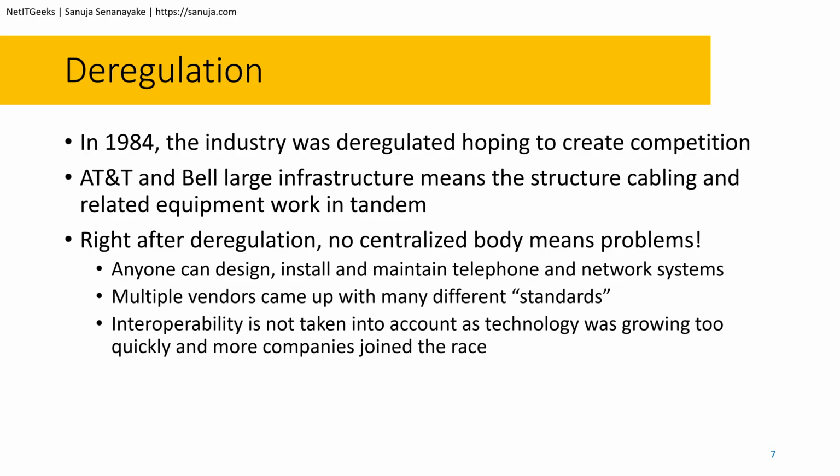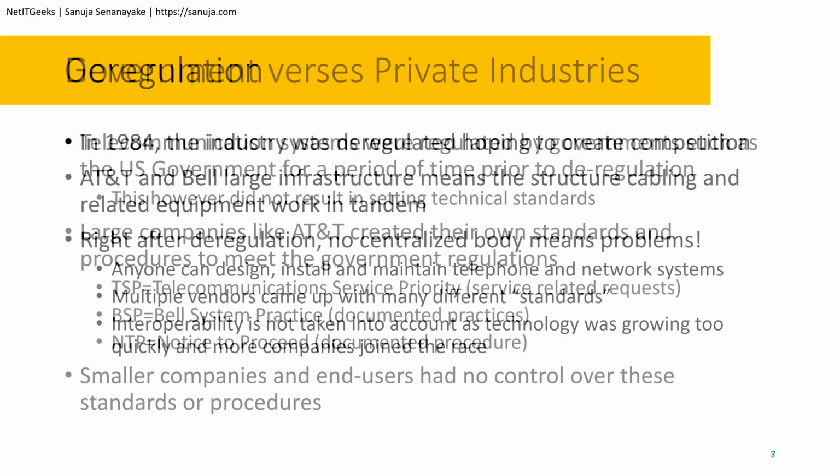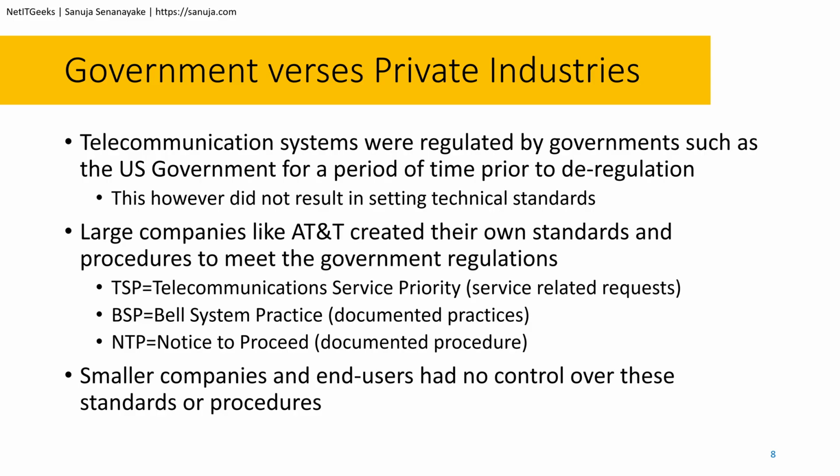This creates mass confusion, and multiple vendors came up with many different standards, and therefore there are so many standards that again there are conflicts and confusion, and interoperability is not taken into account as the technology was growing too quickly and more companies joined the race. So now we have a whole bunch of problems as a result of deregulation. So how did we solve these things? As time goes on, we came up with some standardization bodies, and they actually help build those standards back up again so that everybody is on the same page. We will discuss that in the next few slides.